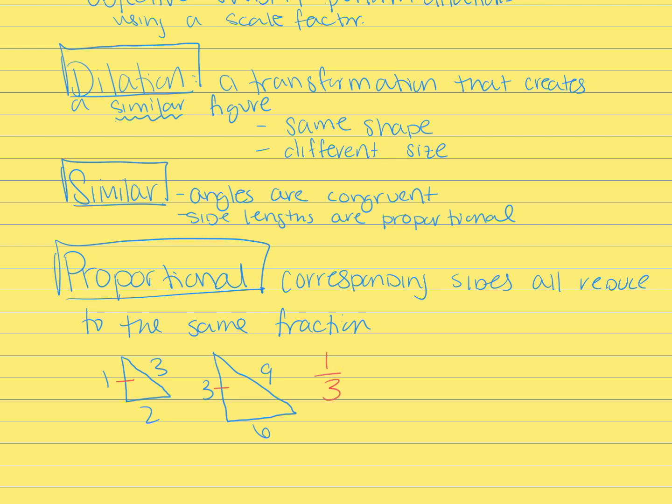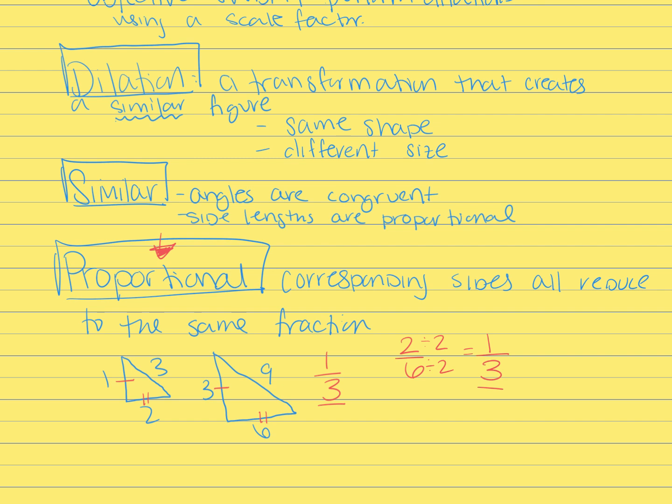Okay? Now for the medium side, here it's 2. Here it's 6. The fraction they make is 2/6, but I can reduce that. I can make it smaller by dividing numerator and denominator by 2. 2 divided by 2 is 1. 6 divided by 2 is 3. So these reduce down to the same fraction. So far, those two corresponding sets of sides are proportional.